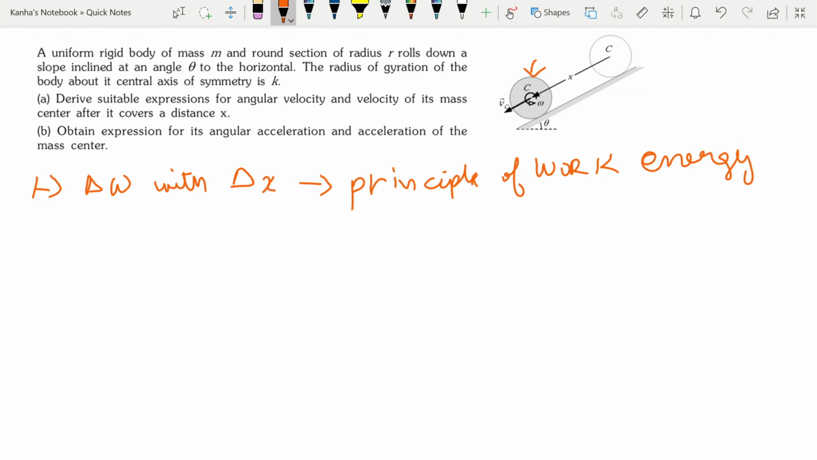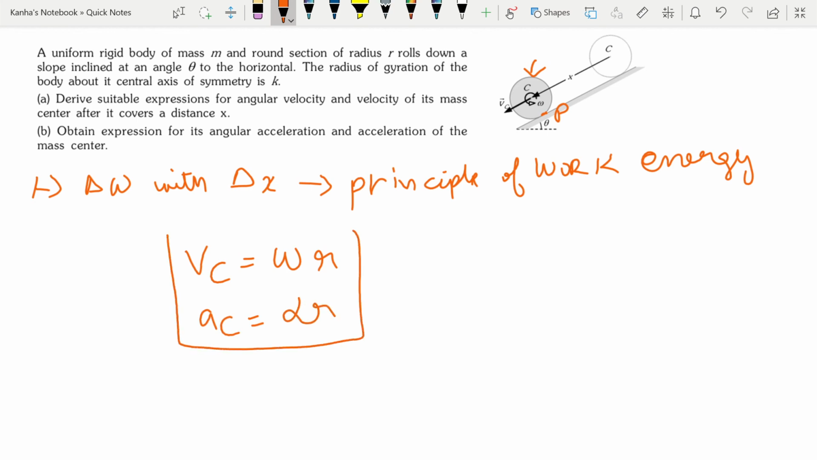Now while this is rolling down, the point of contact, which I call P here, must always be at instantaneous rest. The angular velocity, which is omega in this question, the velocity of the center C, the angular acceleration alpha, and the acceleration of the center must follow the relations for rolling without slipping, which are Vc equal to omega r and Ac equal to alpha r. Okay, conditions for rolling without slipping.